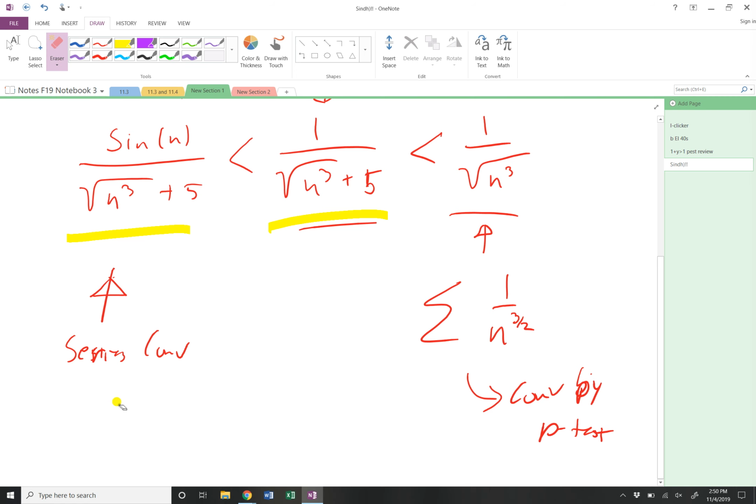Now, this is one example. I think I said previously you can always use a limit comparison test if you're not sure about which side it's on. This is an example where the limit comparison test doesn't help. It's inconclusive because you end up with a limit of just the sine of n as n goes to infinity, and that doesn't converge. So you have to use the comparison test here.